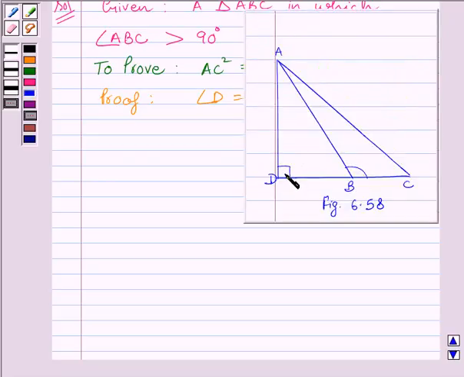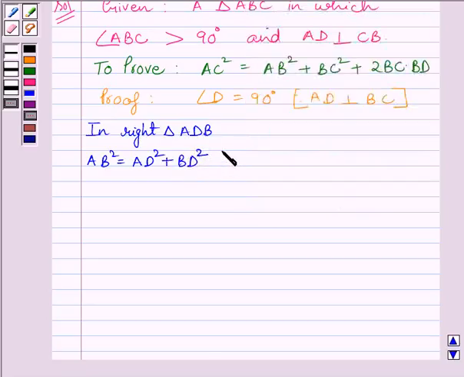Now, angle D is equal to 90 degree implies triangle ADB is a right triangle and triangle ADC is also a right triangle. Now, first of all, let us consider right triangle ADB. So, we will write in right triangle ADB, AB square is equal to AD square plus BD square, by Pythagoras theorem. Let us name this expression as 1.